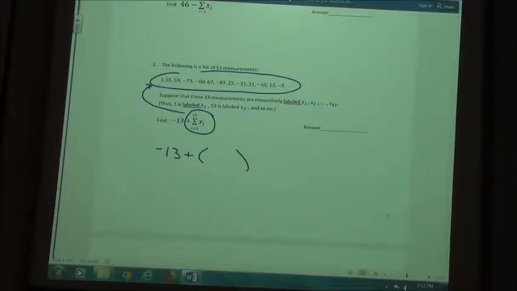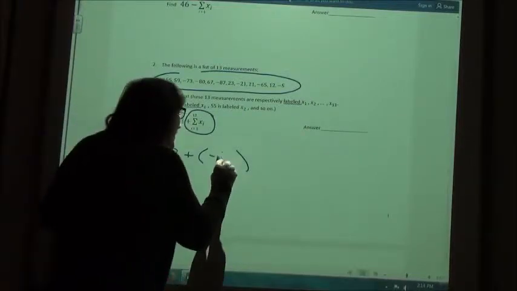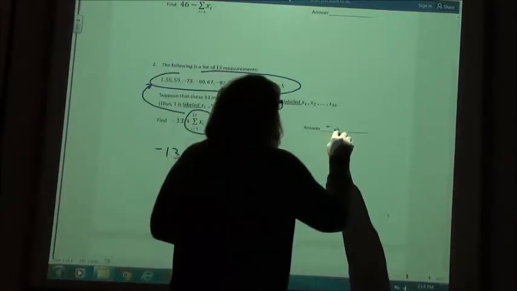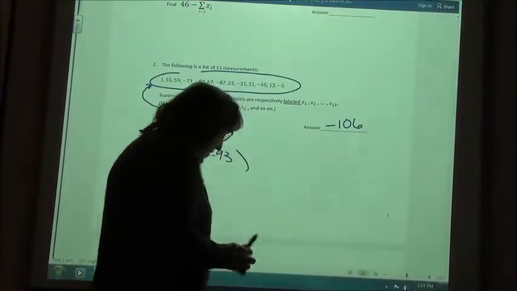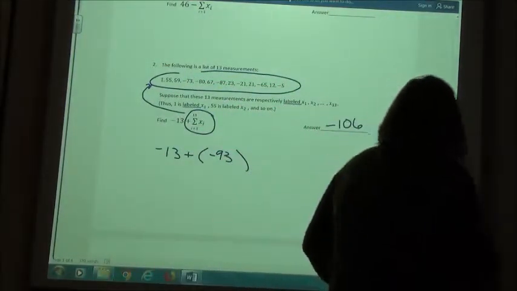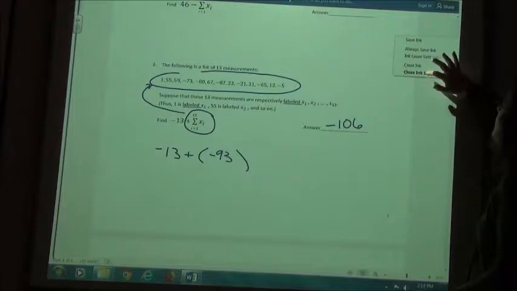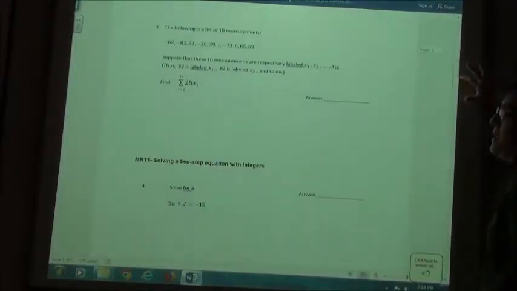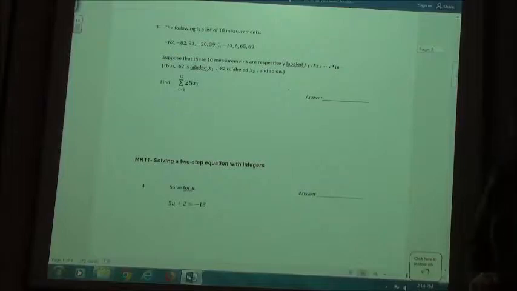All right, we got negative 93 when we did the sum there, so negative 13 plus negative 93 is going to be negative 106 for our answer. All right. Now the next one's a little bit different, but give her a try. See what you think that means.